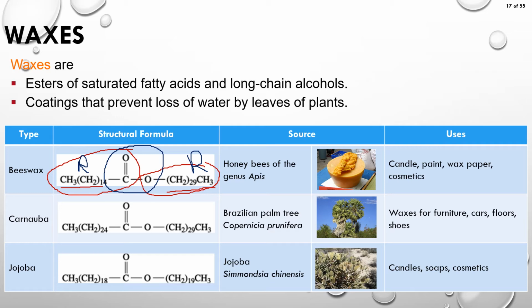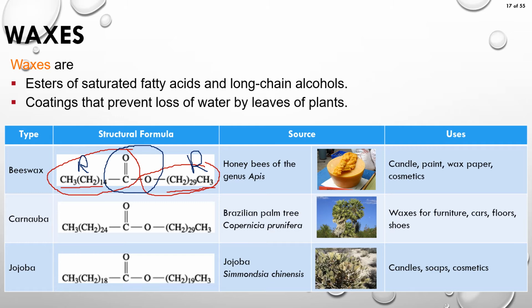If you can recall, we have the functional group of ester as R, C double bond O, O, and R. So we have here different types, or examples, of waxes. You have the beeswax, carnauba wax, jojoba wax. All of these share common uses. They are used as candles, for cosmetics, polish, and so on.